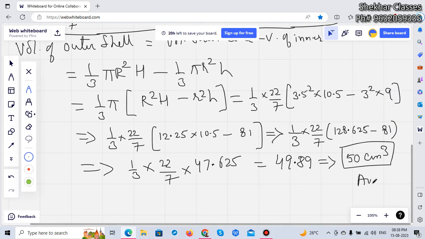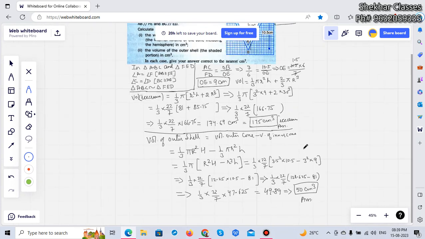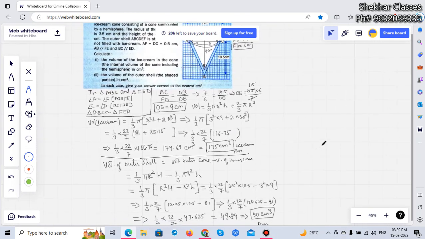So this is also the answer in it. So we have got both the answers in it. Okay, both the answers we have got in it. You can see, that is this one and this one. Okay, so this is how we have to solve it here.